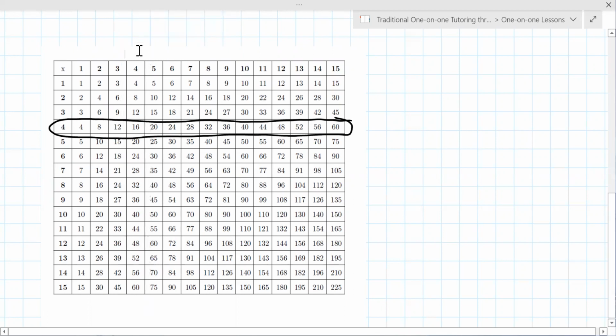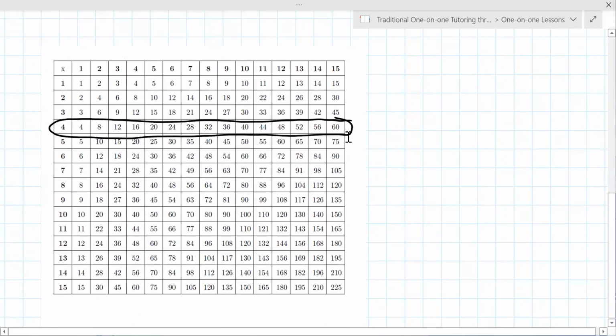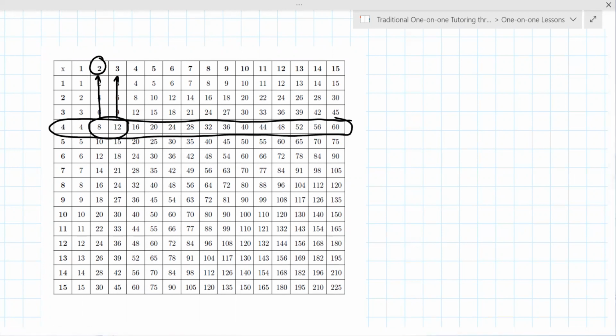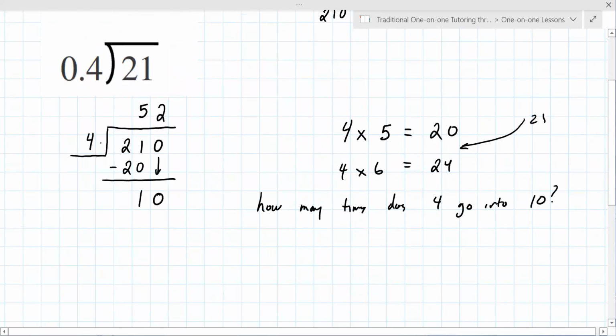So in the column, you look for where 10 is. Is 10 in this column? And you see, no, but it's between 8 and 12. So you use the smaller number, 2. Let me put in the chat a link to that reference sheet, and you can download it later if you want. So 4 goes into 10 2 times. 2 times 4 is 8. You subtract and get 2.